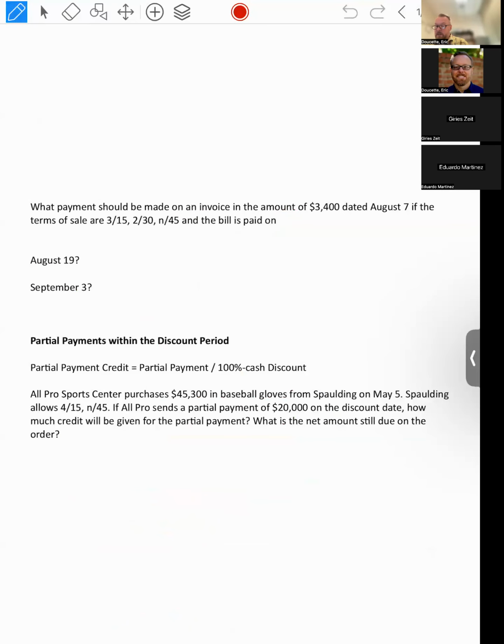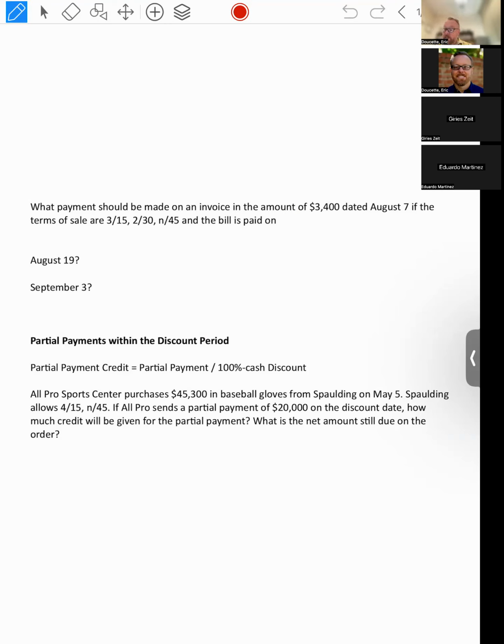Let's see, is this the next one? All right. Okay, now we get into a tricky question. It's basically partial payments. So sometimes people pay a portion of their bill. Let's see if this is one I even want to do.